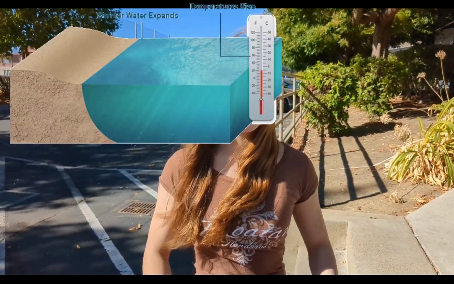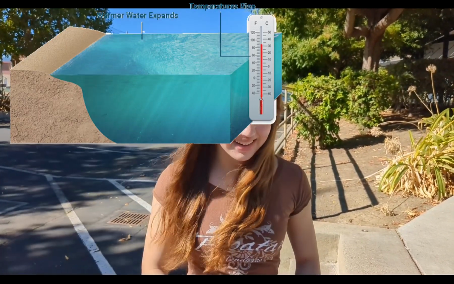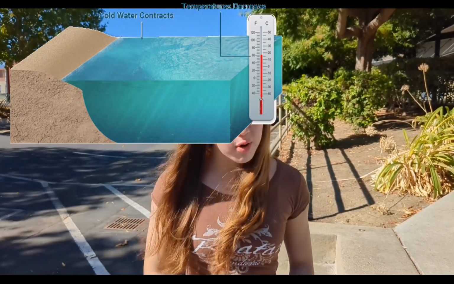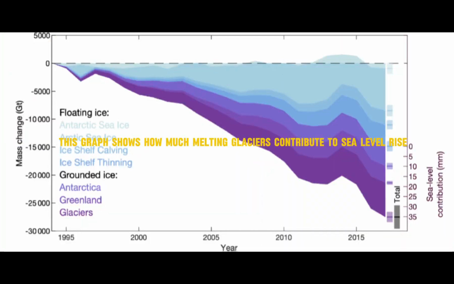Melting glaciers and ice, and increasing temperatures make molecules expand, which makes the water rise. And the glaciers that weren't previously part of the water will melt, which adds more volume to the water. This graph shows how much melting glaciers contribute to sea level rise.